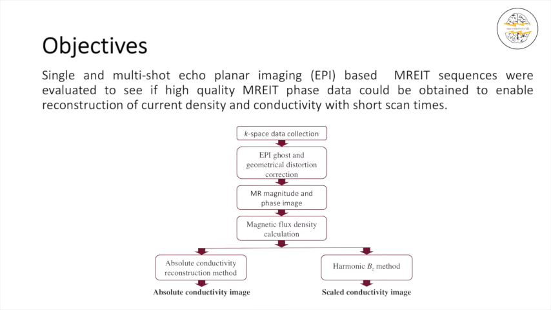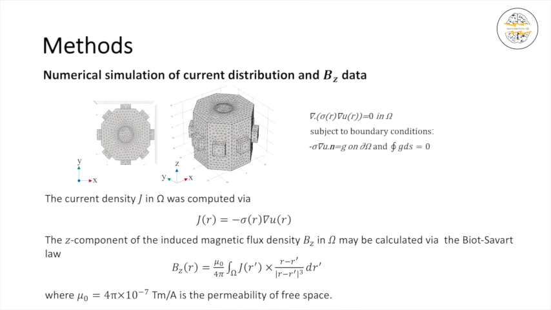In each case, collected k-space data was corrected and then converted into magnitude and phase images. The phase images were scaled to produce magnetic flux density information and then used to reconstruct absolute or relative conductivity distributions and electric field. In all cases, data were compared to simulations that were performed using finite element software. The simulations produced current density distributions within the imaged objects. These distributions were then converted via the Biot-Savart law to produce magnetic flux density distributions.